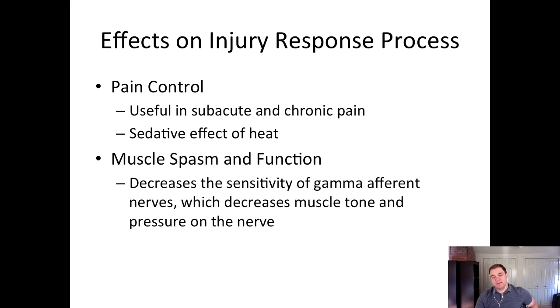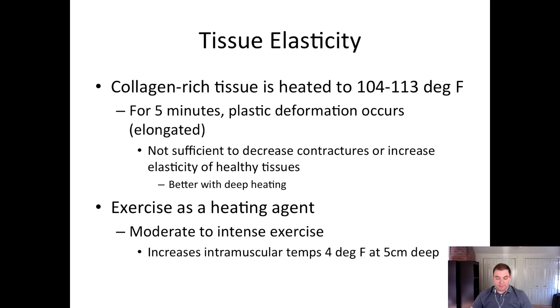Pain control, it has a sedative effect, right? That's really why people use heat or like heat. Spasm, decrease in the sensitivity of gamma afferent nerves, which decreases muscle tone, and pressure on the nerve, which helps decrease muscle spasm. Notice I'm skipping through some of the stuff that, yes, it's important, but I'm not focusing on it as much because I don't think it's as difficult of a concept.